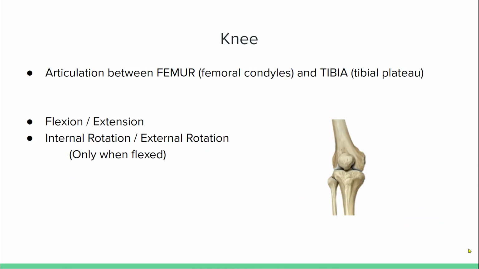At the knee, which is a hinge joint, the articulation is between the femur and the tibia. So it's a curved surface on a flat surface. We can flex and extend in the sagittal plane. There is slight internal and external rotation, but only when the knee joint is in flexion.